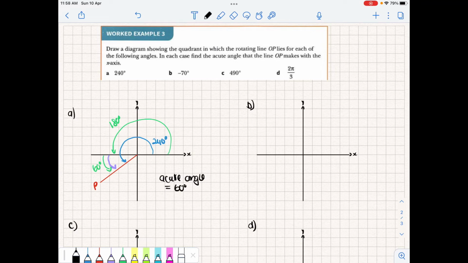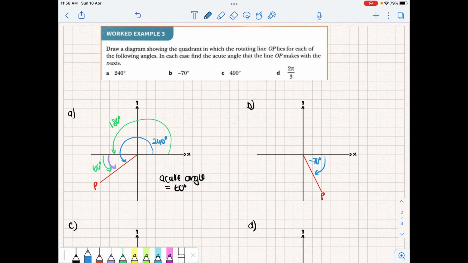Right, for question B, this time we have negative 70 degrees. What negative 70 degrees means is that we are measuring from the positive x-axis and we're going in a clockwise direction this time. And if we go only 70 degrees, we will stay in the fourth quadrant. So we would be somewhere over here, okay? And the angle theta that we are measuring is this angle here. It is negative 70 degrees because it's going in a clockwise direction.